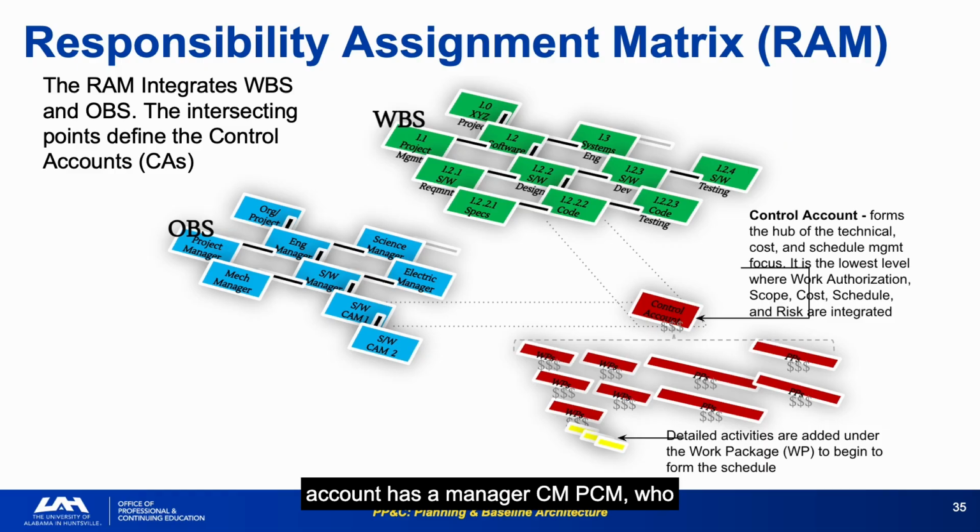Each control account has a manager, CAM/PCM, who is accountable for the account's scope, schedule, cost, and risk. If the PCM doesn't understand what they own, the control account will not produce credible performance data. The RAM diagram shows both the WBS hierarchy and the OBS simultaneously. When you lay them on top of each other and identify every intersection, you've completed the accountability framework for the entire project.